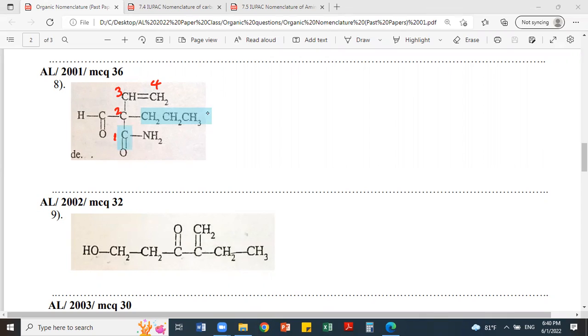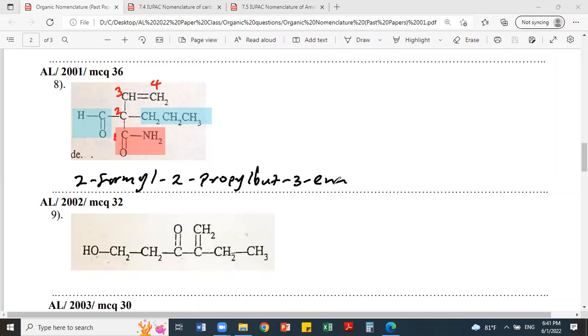I'll highlight the functional group, that is amide, this one, and the other functional group will be formyl, CHO here. So then we'll write here, there are two substituent groups, propyl and formyl. What should come first according to alphabetical order? 2 formyl, 2 propyl, but 3 enamide.